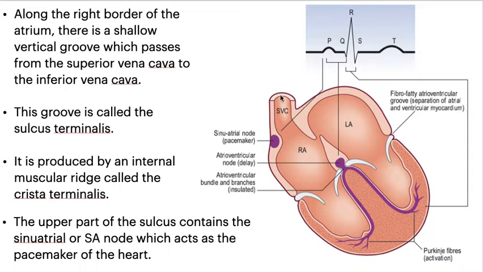Now, at the right border of the atrium, there is a shallow vertical groove which passes from the superior vena cava to the inferior vena cava. This groove is called the sulcus terminalis, and it is produced by the internal muscular ridge called the crista terminalis. The upper part of the sulcus contains the sinoatrial or the SA node, which acts as the pacemaker of the heart.